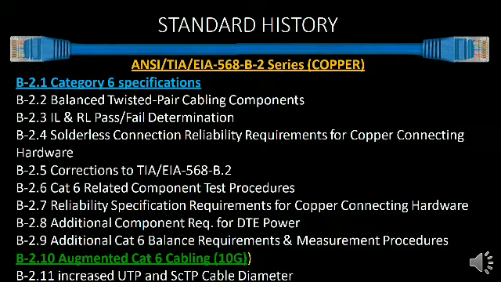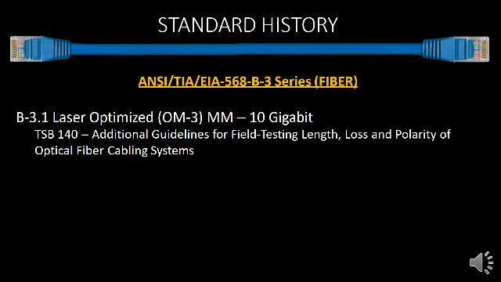B2.9, Additional Cat6 Balance Requirements and Measurement Procedures. B2.10, Augmented Cat6 Cabling 10G. B2.11, Increased UTP and STP cable diameter. B3.1, Laser Optimized OM3 MMF Gigabit. TSB 140, Additional Guidelines for Field Testing Length, Loss, and Polarity of Optical Fiber Cabling Systems.